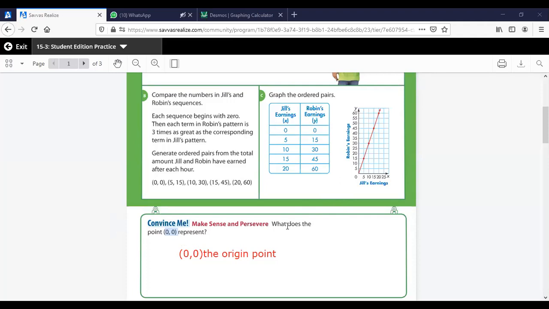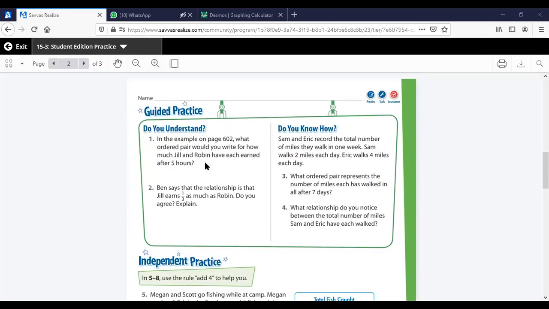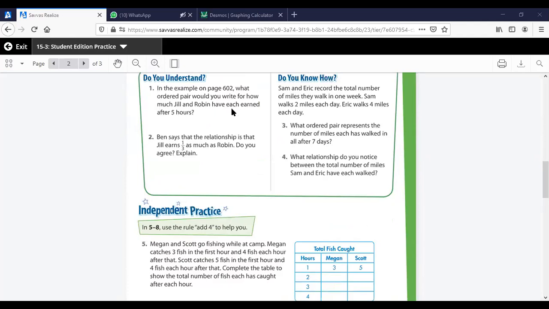Okay, guys. Great. Now let's see here. Do you understand an example? In this example that we solved now, what ordered pair would you write for how much Jill and Robin have each earned after 5 hours? Now, can you solve that in your book?